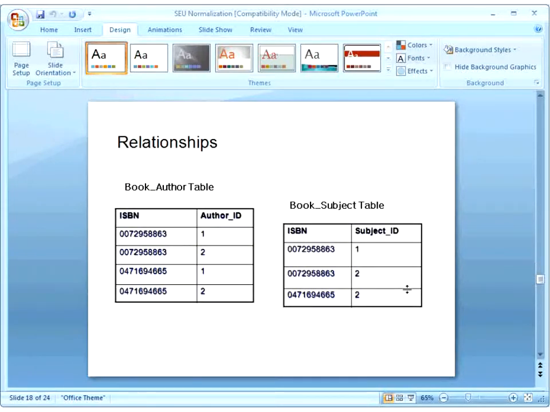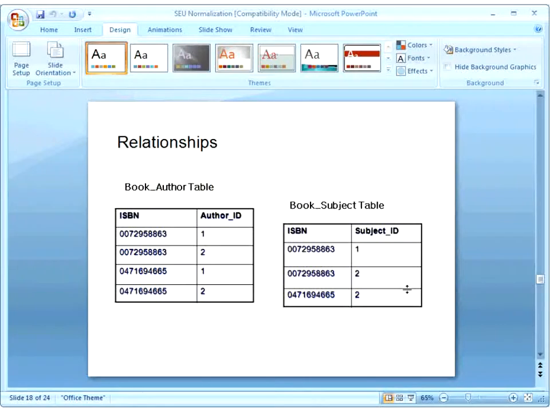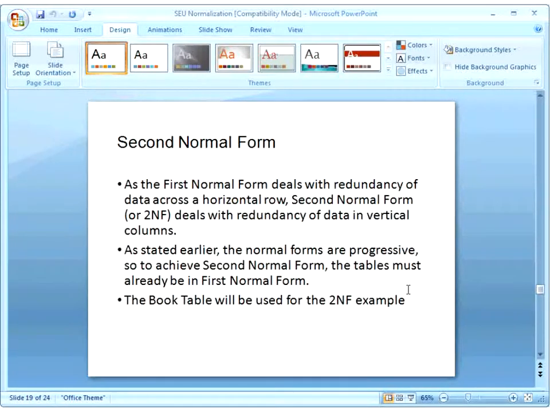Now we need to define relationships between the tables. We want to link author and book, and we want to link book and subject. So we can record ISBN and author ID in this way, and ISBN and subject ID in this way, and these tables are now representing relationships. So you can represent relationships in other tables. Now it's not a problem that we are splitting one table into multiple tables. It makes our database more efficient.